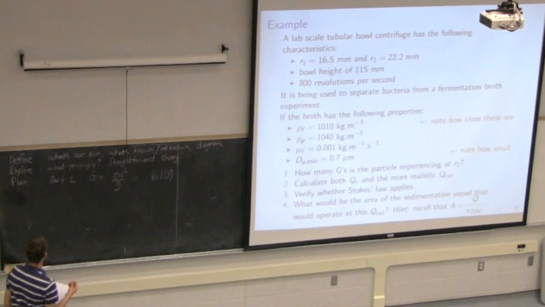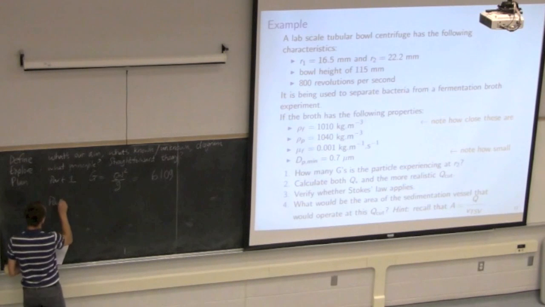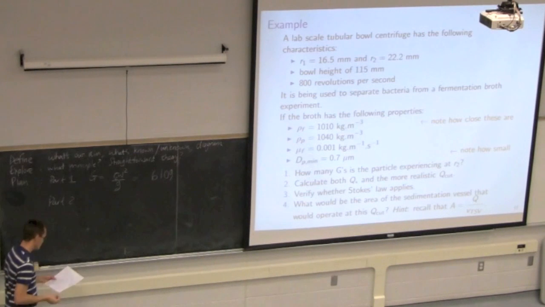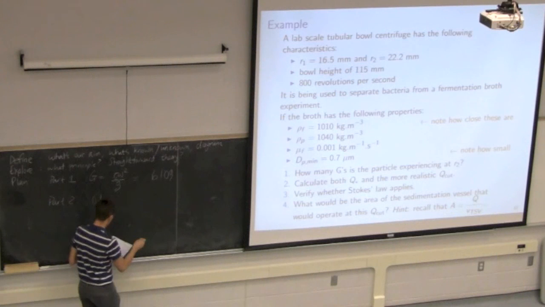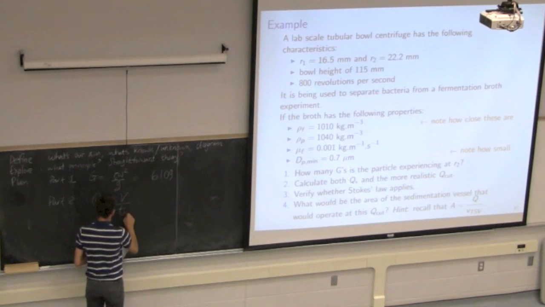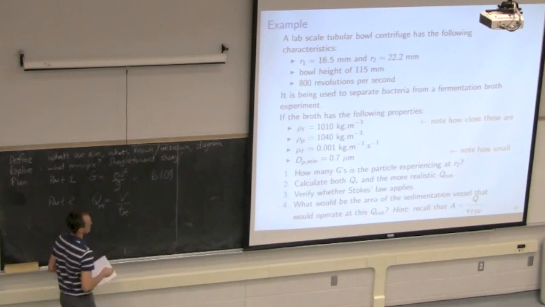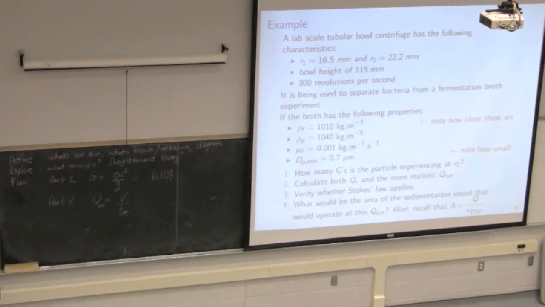Then, what's your strategy for part two? Okay, we'll go through the calculations tomorrow, but essentially you would simply use those formulas Q is equal to V divided by T star for calculating Q star. And we're given all of the information to calculate. That's straightforward number crunching. So let's compare those values tomorrow. And you can try question 3 and 4.